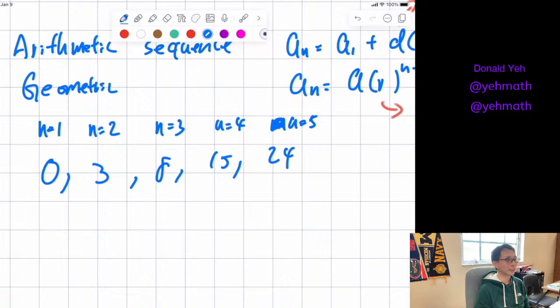Okay, how about this then? Think about an equation where plugging in 1 gives 0. Plug in 2 gives 4. Plug in 3 gives 8. Plug in 4 gives 15. Plug in 5, that's gonna be 24. N squared minus 1.